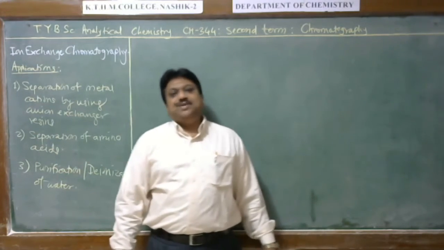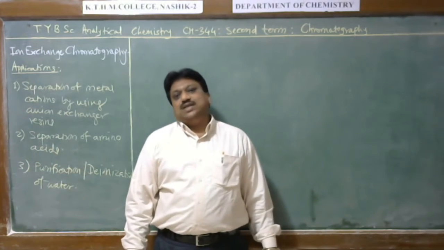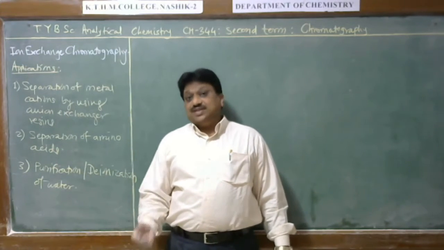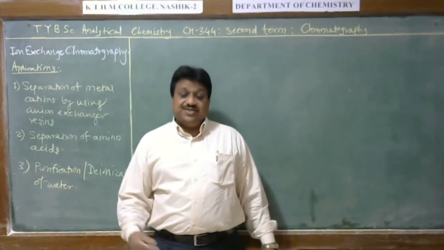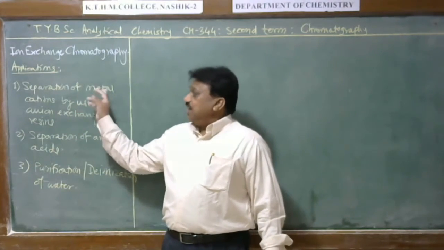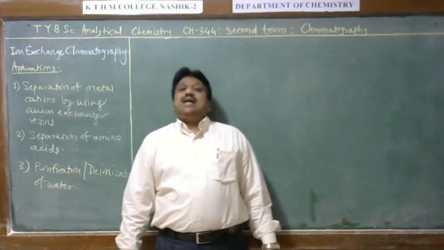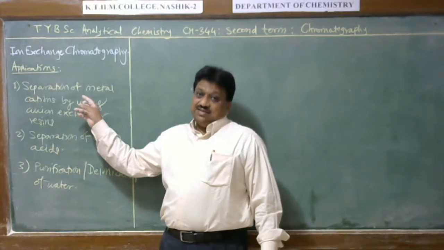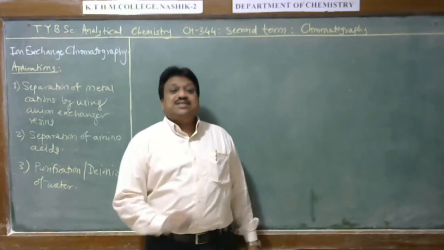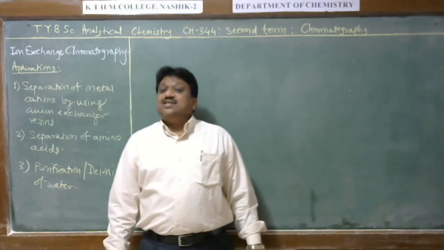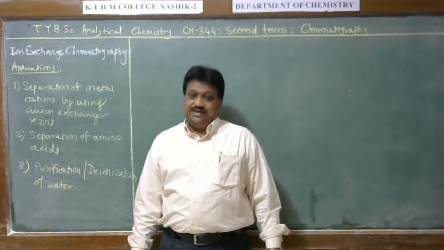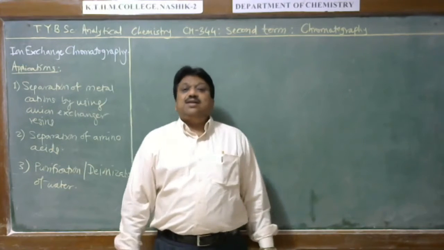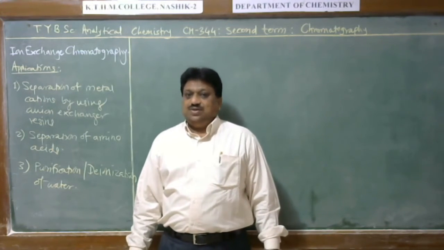First application is separation of metal cations by using anion exchanger resin. Student, we know that cation exchanger resin exchanges the cation, and anion exchanger resin exchanges the anion. How is it possible to separate the metal cation by using anion exchanger resin? Or is there any mistake while writing this title? Therefore, here we have to discuss how the ion exchanger resin is useful for separation of metal cations. In this case, a complex formation reaction is used.